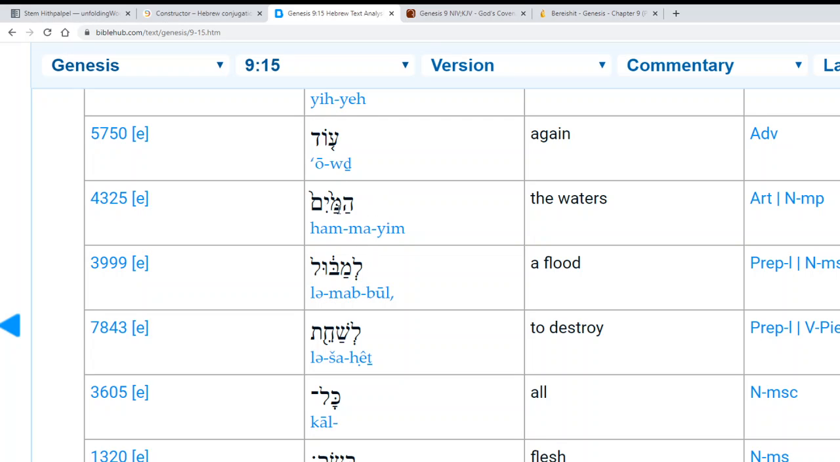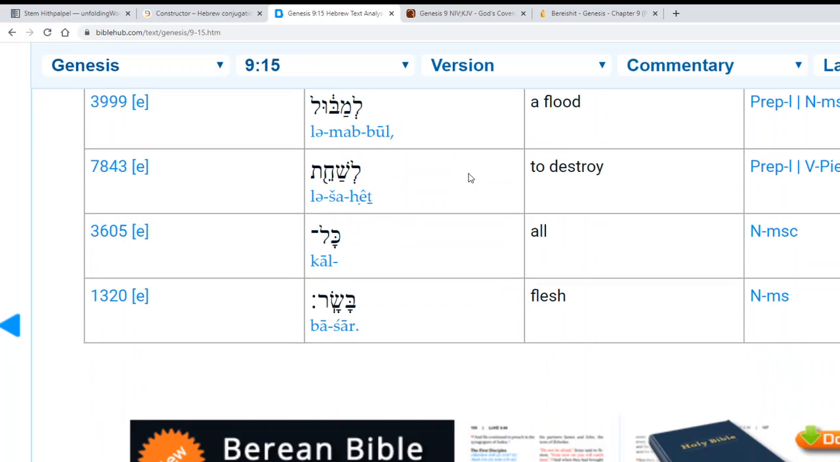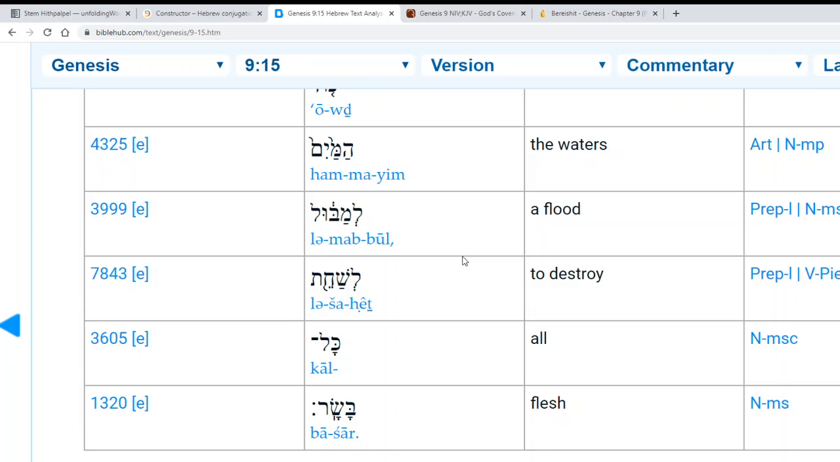lemabul, and the water shall not be as a flood, right? So prepositional lamed, mabul meaning flood, as normal. Leshachet, we've spoken about to destroy several times before. Kol meaning all, basar, all flesh.